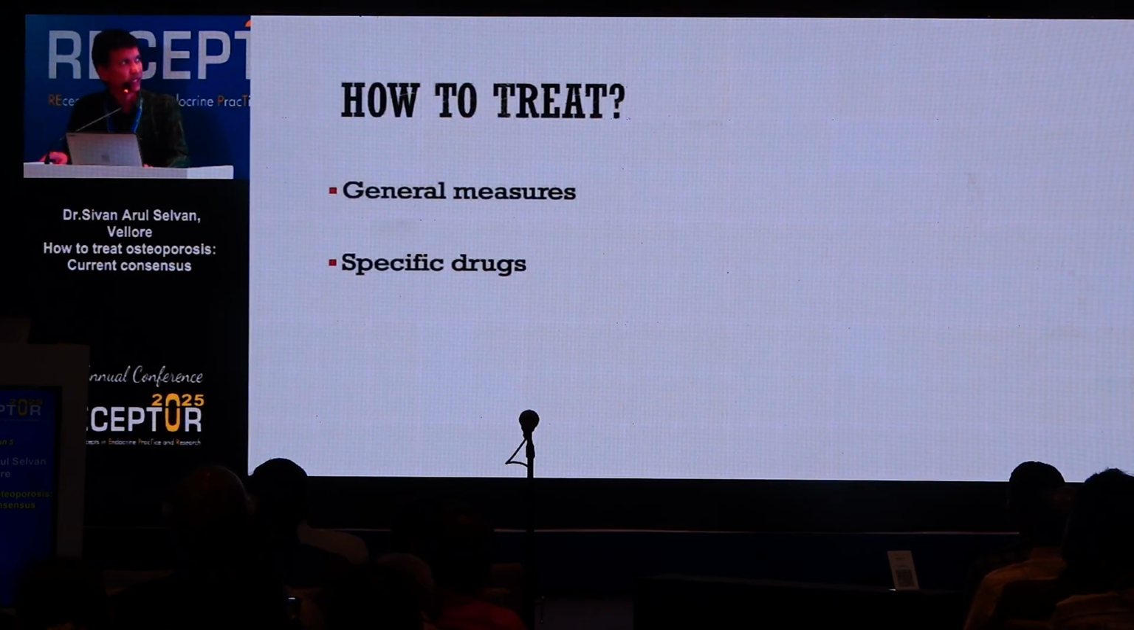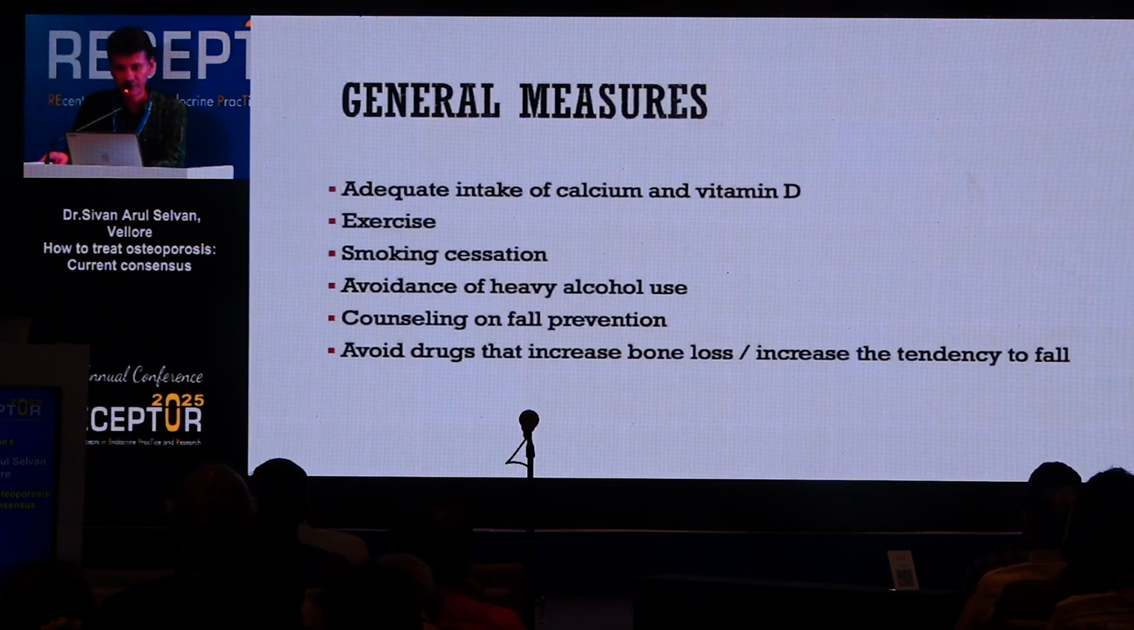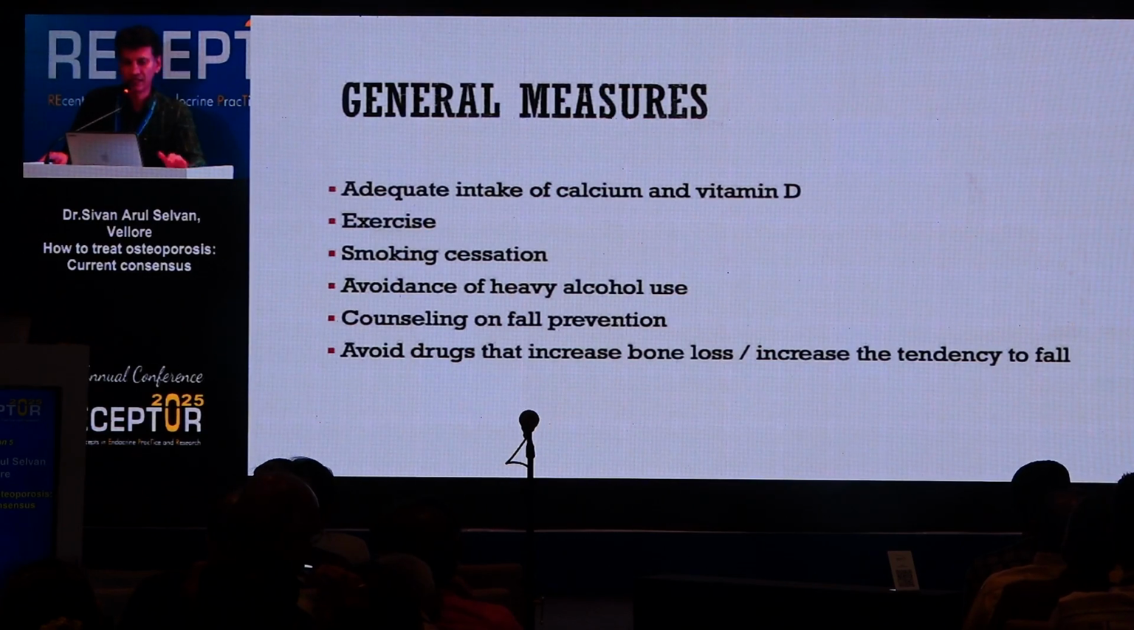So how to treat: general measures and specific drugs. General measures are standard for every patient. Adequate intake of calcium and vitamin D, exercise, which will strengthen the muscles, improve balance and prevent falls, and smoking and alcohol cessation. Mainly, and this is very important, maybe a simple thing, counseling on fall prevention.